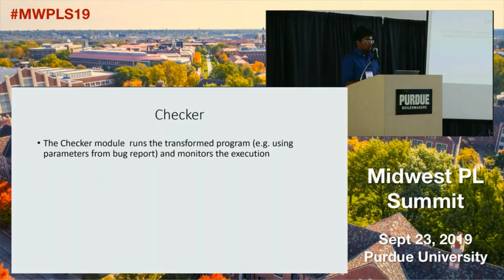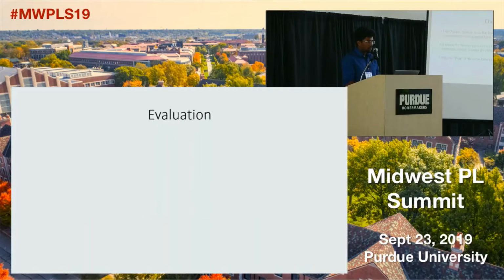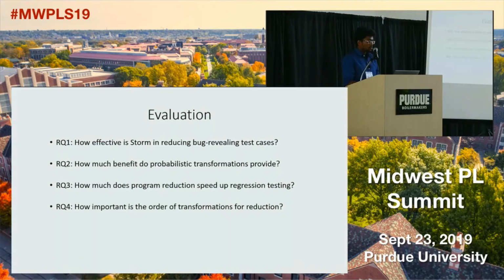The checker module runs a transformed program and monitors execution. It checks whether the failure can be reproduced by checking for the exact exception strings or timeout in case of infinite loops. And finally, in each round, it returns true if the same failure can be reproduced. Otherwise, it returns false. So we evaluated Storm on a number of RQs, and I'm going to touch upon the first two, and the rest can be found in the paper.